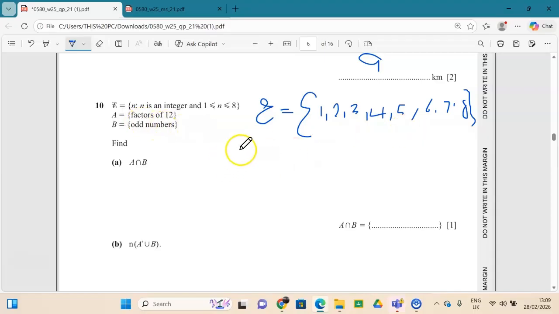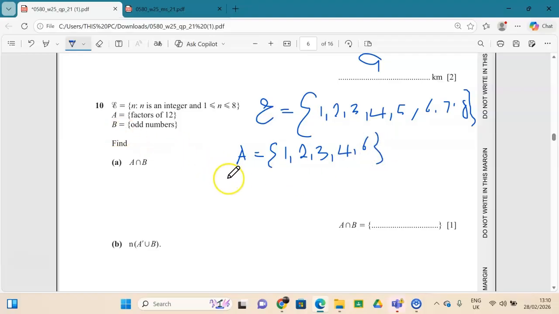12. Let's look for factors of 12 here for us to be able to get the members of A. The members of A will be factors of 12, meaning numbers that can divide into 12, which is 1, 2, 3, 4, 6. They are the factors of 12.